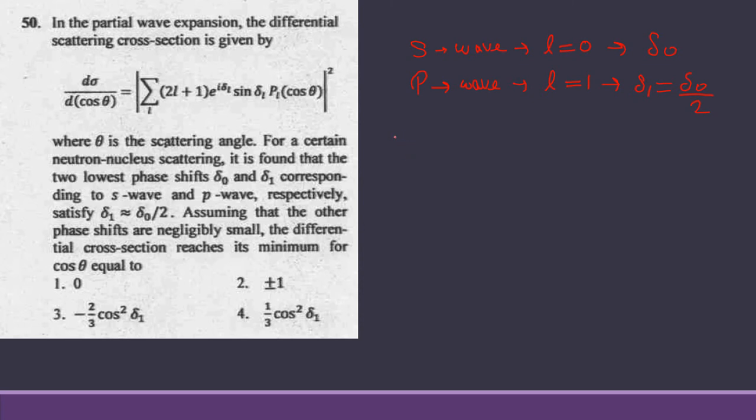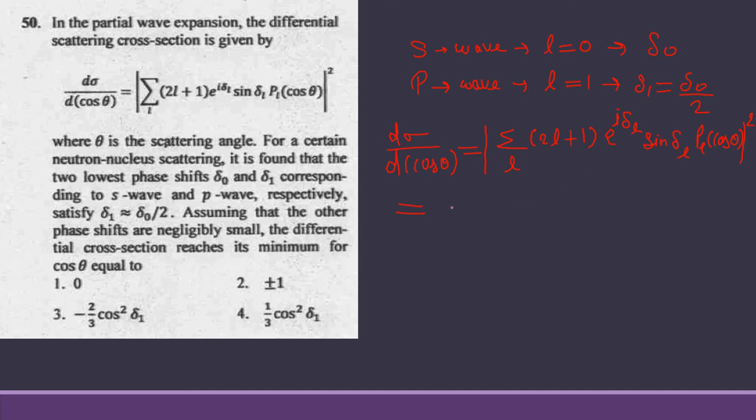Okay, now rewrite the formula d sigma by d cos theta. So this is equal to mod of summation 2l plus 1 e to the power i delta suffix l sin delta suffix l P l cos theta mod square. Okay, now put the values. So you need to put only L is equal to 0 and L is equal to 1 over here, because other values will be 0.